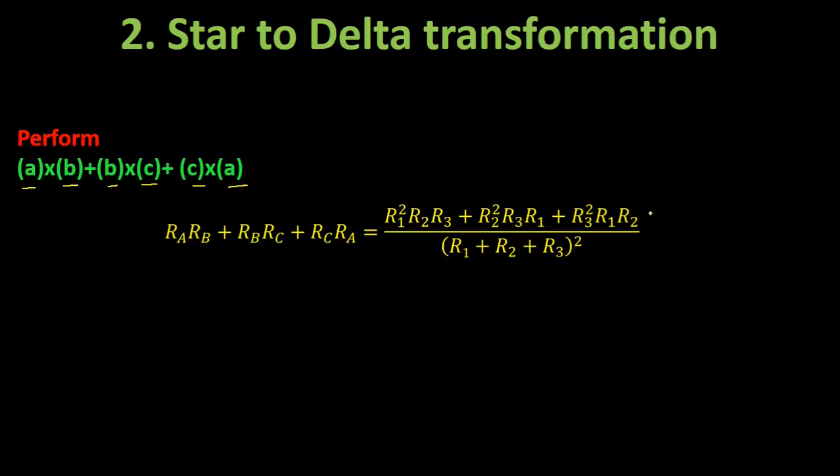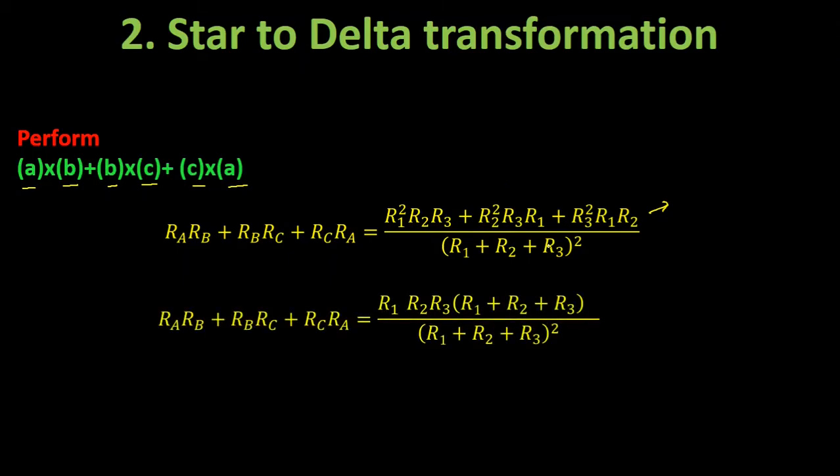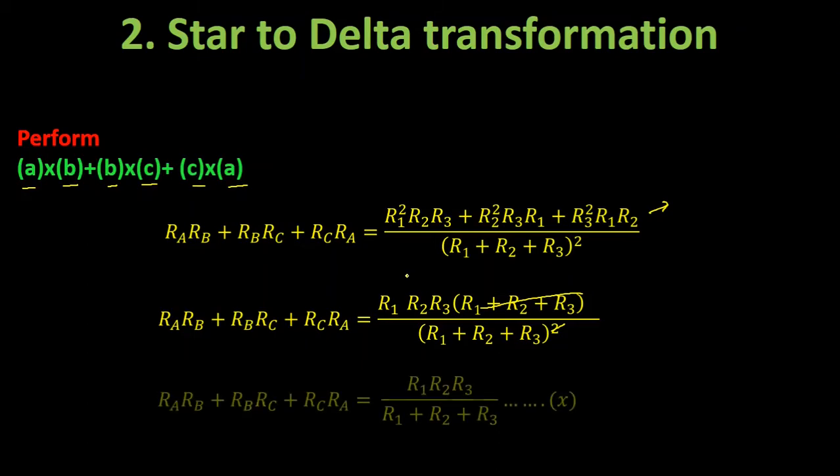So from the numerator side we can take common R1 R2 R3, so we get this type of equation. Now this R1 plus R2 plus R3 and this R1 plus R2 plus R3 in the denominator get cancelled out, and we get RA RB plus RB RC plus RC RA is equal to R1 R2 R3 whole divided by R1 plus R2 plus R3. So this is our equation number X.